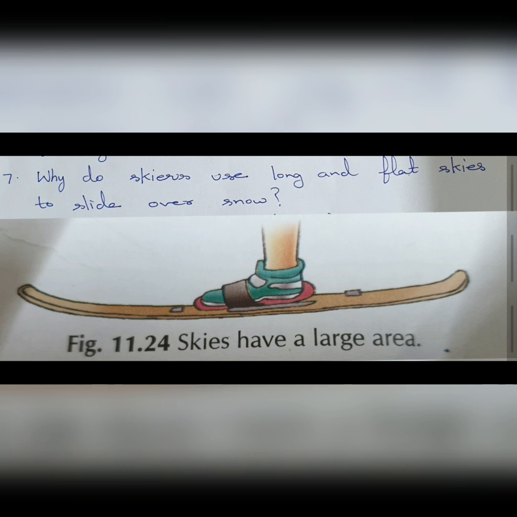Example: why do skiers use long flat skis to slide over snow? By using these long skis, we are increasing the area of contact with the snow. So the pressure exerted will be less and the person will not sink into the snow.